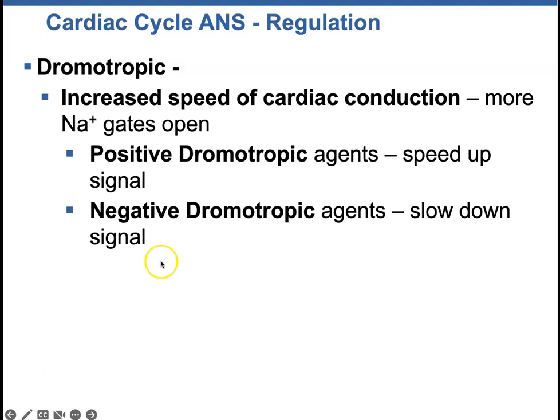Then dromotropic agents, what they do is they increase the speed of the cardiac conduction. So the rate at which the SA node depolarizes, then goes to the AV node, then to the AV bundle, down the bundle branches, and then to the Purkinje fibers, anything that increases the speed of that cardiac conduction signal is going to be a positive dromotropic agent. Negative dromotropic agents, those are going to slow things down. So for example, adenosine impacts the SA node and the AV node. That would be a negative dromotropic agent.